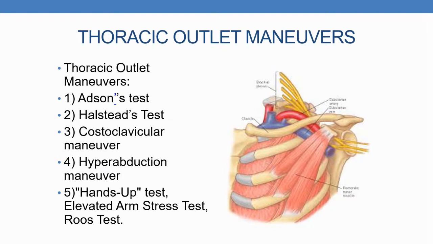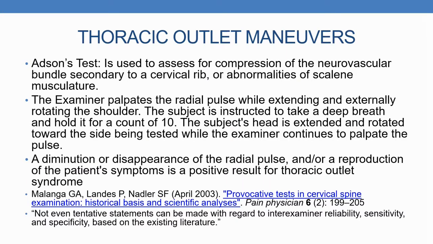And really what these tests do is they begin at the most proximal potential site of compression, in this case the scalene muscles, and then testing proceeds distally to include the first rib, the clavicle, and then finally possible or potential compression underneath the pectoralis minor muscle. So let's talk about these tests one at a time. First, let's begin with Adson's test.